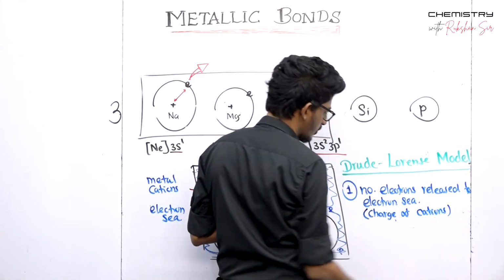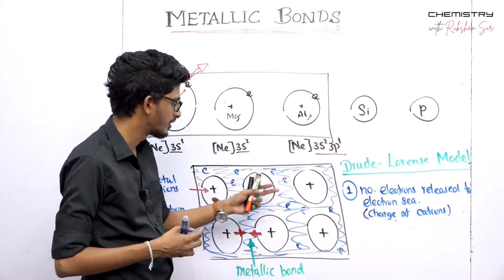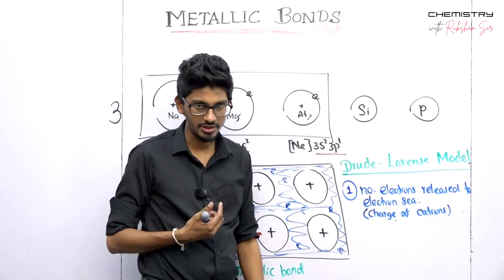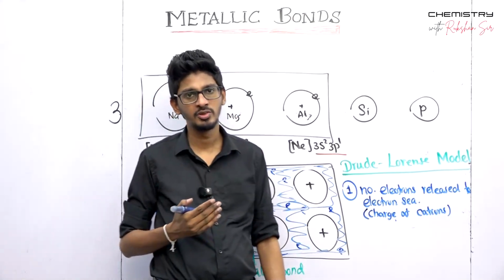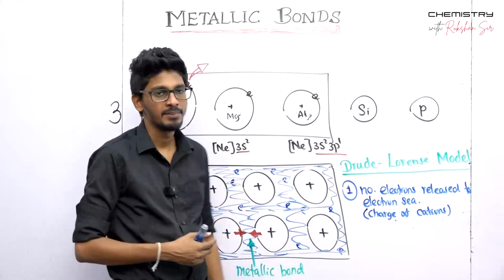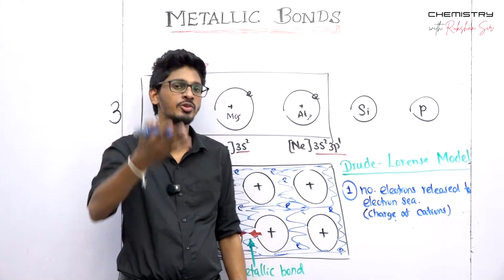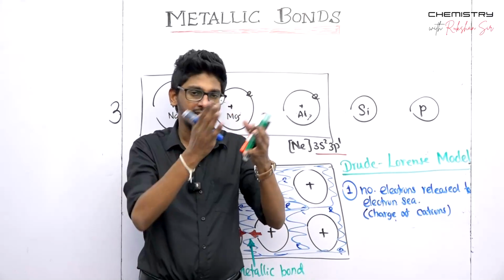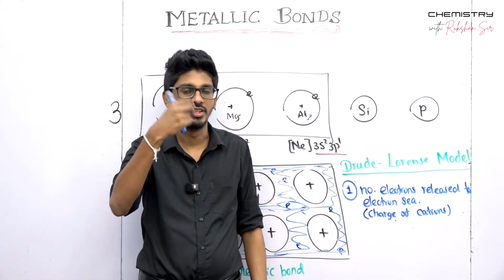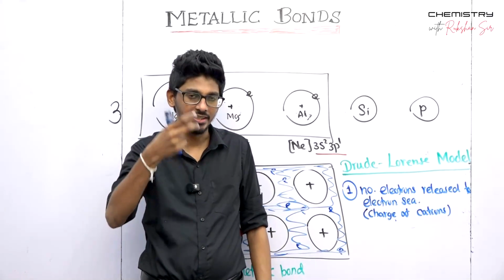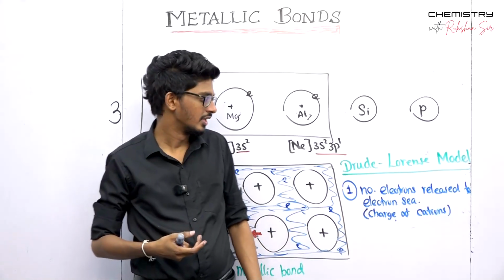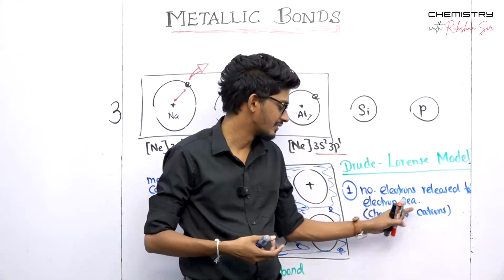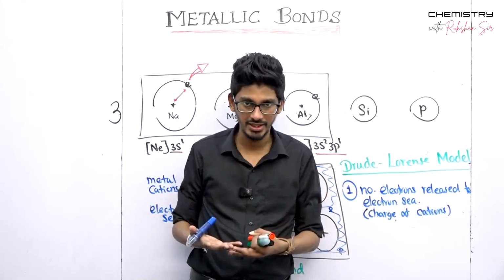Charge of cations, right? If you release one electron to the electron sea, your charge will be +1. If you release two electrons to the electron sea, the charge will be +2. If you release three electrons, your neutral atom converts to a +3 charge. So the number of electrons released to the electron sea is the charge of the cation.